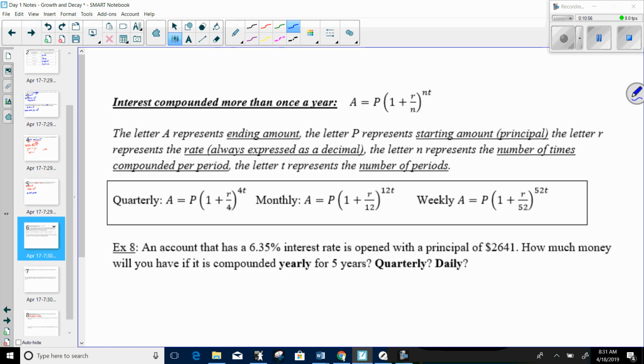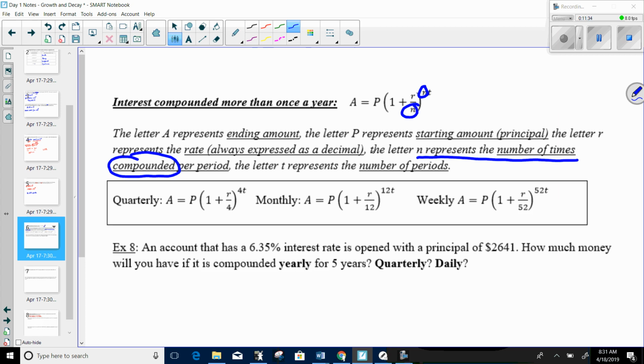Okay. So now we're going to talk about compound interest. With compound interest, there will be a keyword. It'll say compounded quarterly, monthly, daily, something like that. Notice in here, everything about this equation is the exact same as the growth equation. The difference is the rate is divided by n, and the n is multiplied by t. N is how many times you compound it per year. So notice right here, n represents the number of times compounded per year.